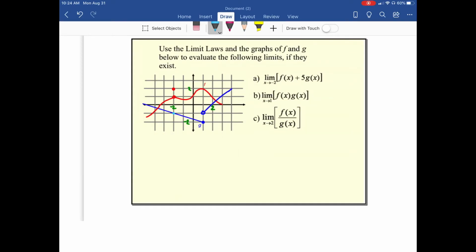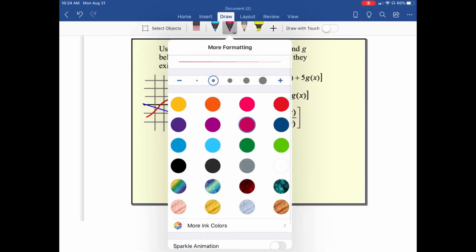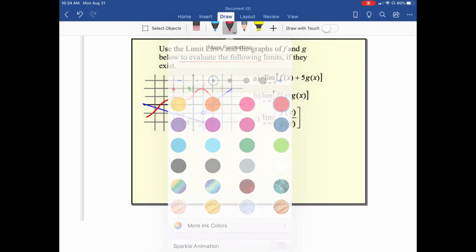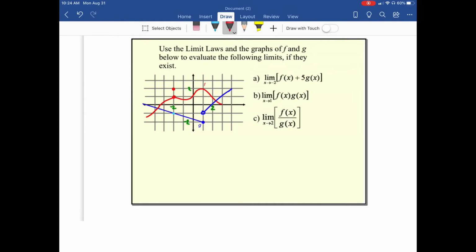And then for C, we're going to look at the ratio as x approaches 2 of f over g. So now let's just look separately at the limit as x approaches 2 of f. I'm going to 2 and identifying what that limit would be. As I'm approaching 2 for my red graph, it looks like our limit for f is 1. All right, and now let's do the same for g. As x approaches 2 for g, that looks like it's approaching 0.